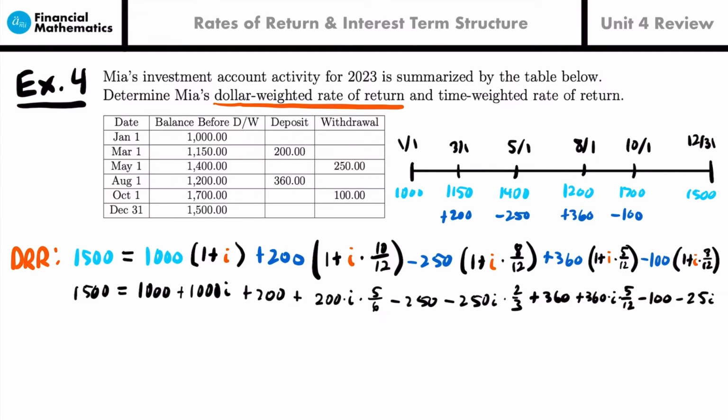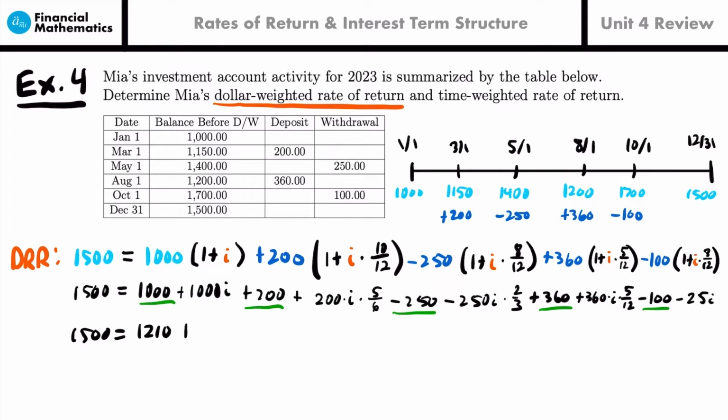Now what I'm going to do next is combine all of our constant values. I'm going to underline them for you. We have 1,000 right here, we have 200 right here, negative 250 there, positive 360, and then negative 100. If you combine all of those numbers together, you should get 1,210. So $1,500 is equal to $1,210. And then we have all of our terms with I to deal with.